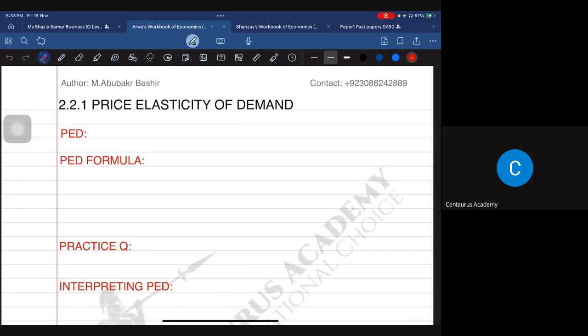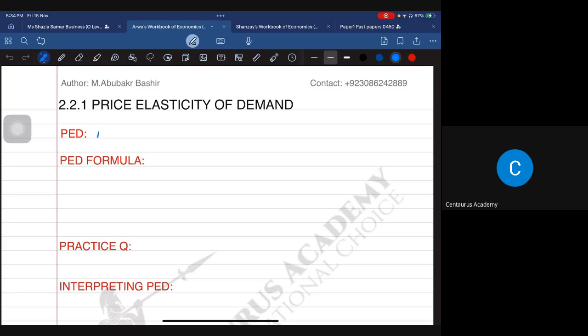So, the first thing here that we have is the definition of price elasticity of demand. As you already know, the law of demand is that when the price is decreasing, the demand will increase, and if the price is increasing, the demand will decrease, right? This is something that you already know about. But one thing that you need to know apart from this is how much the demand will change because of the change in price. That we don't know. That is something which the price elasticity of demand is going to tell us.